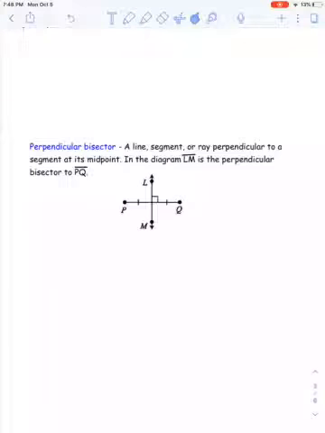Okay, a perpendicular bisector is a line, segment, or ray perpendicular to the segment at its midpoint. In the diagram, LM is a perpendicular bisector to PQ. And remember, bisector cuts in half. So now we have a perpendicular bisector. It forms a right angle and it cuts a line in half. Okay?